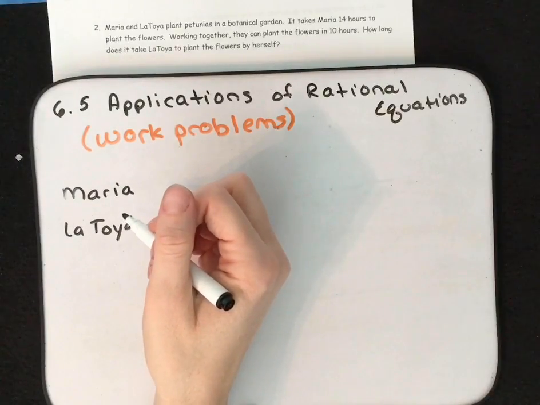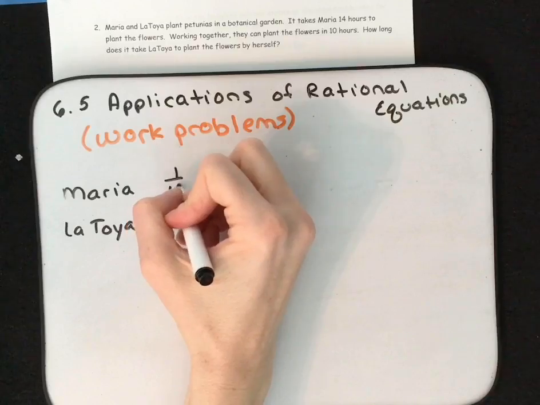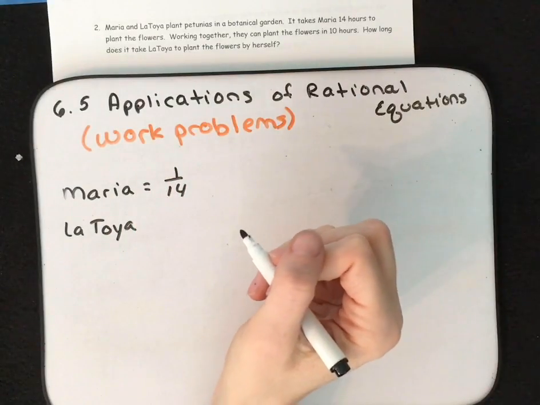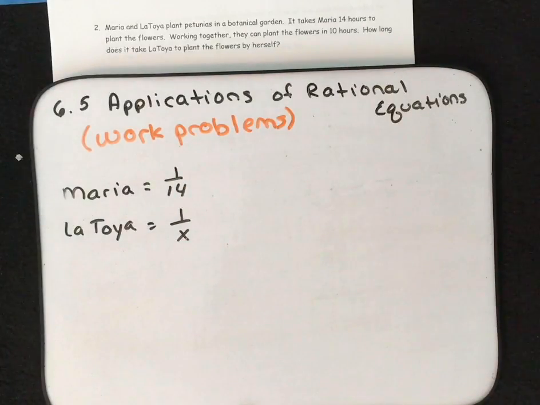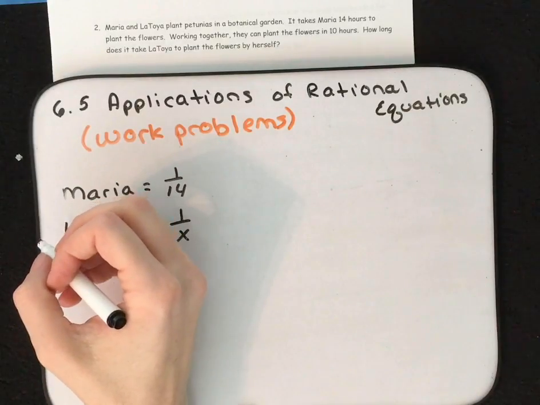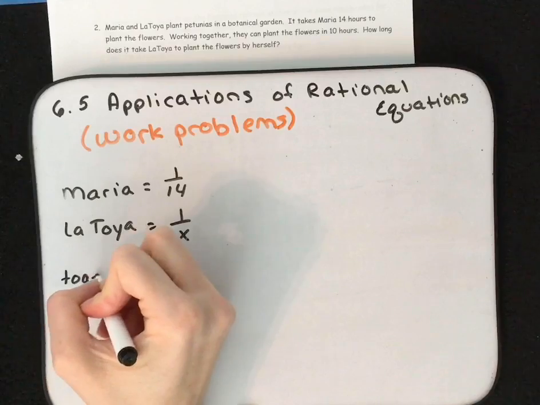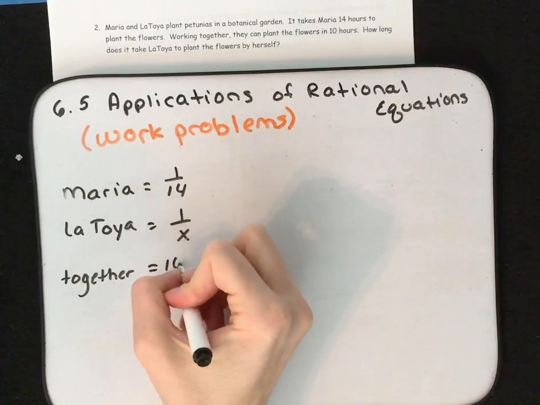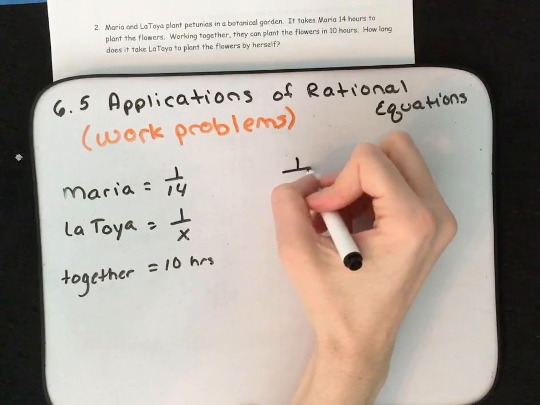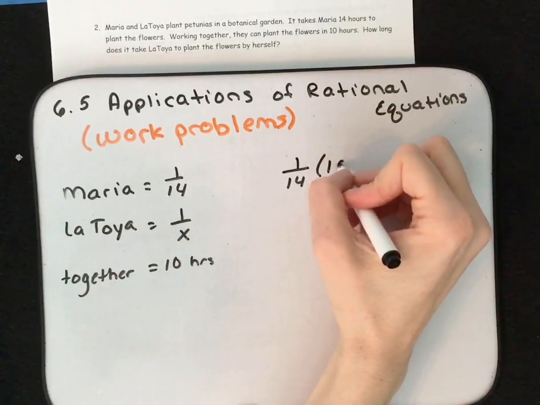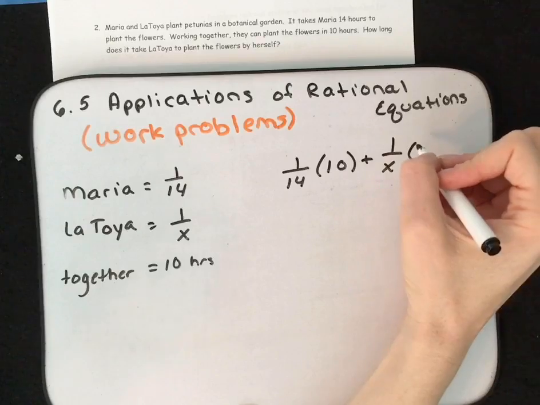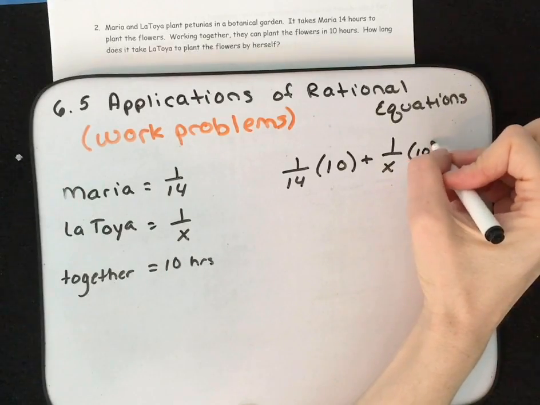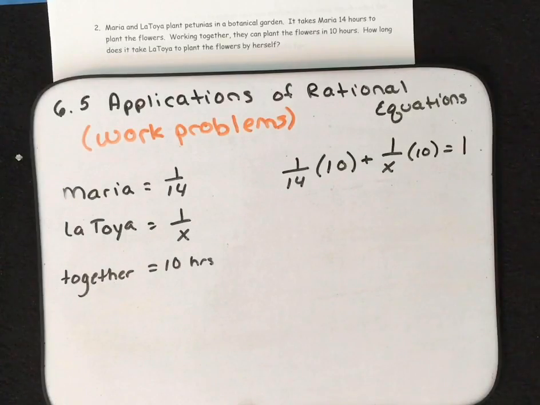It says Maria can plant the petunias in 14 hours. So her rate is 1/14. But we don't know Latoya's rate. So we'll just call her rate 1 over x, because we don't know what that's going to be. But we know that together they can plant the flowers in 10 hours. So Maria is going to do her rate of 1/14 times the amount of time that they work together. And Latoya is going to do her rate of 1 over x times the amount of time that they work together. And doing this, they're going to accomplish one job, which in this case is planting all of the flowers.